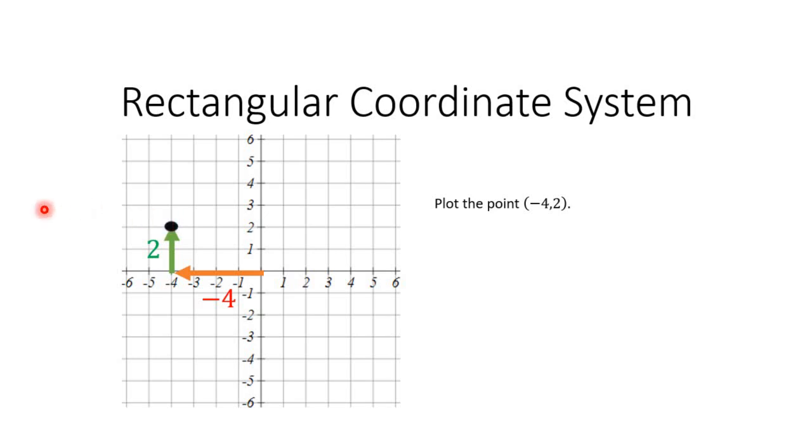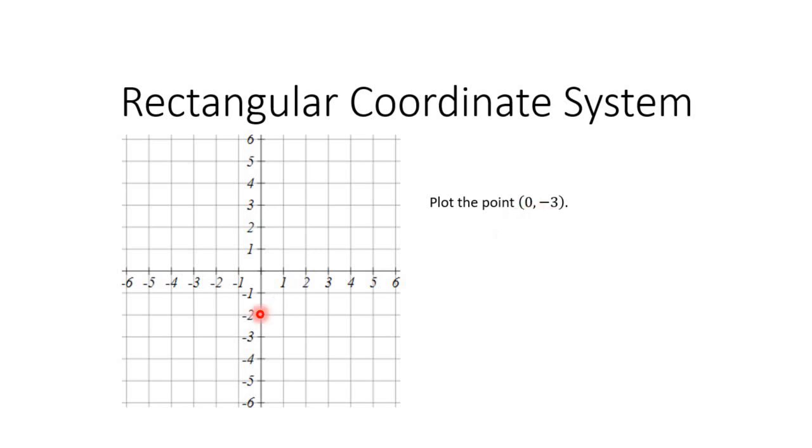There I'm going to plot an ordered pair. So this is the ordered pair (-4, 2) when you plot it. This ordered pair is in the second quadrant. Let's plot another ordered pair. So the ordered pair is (0, -3).